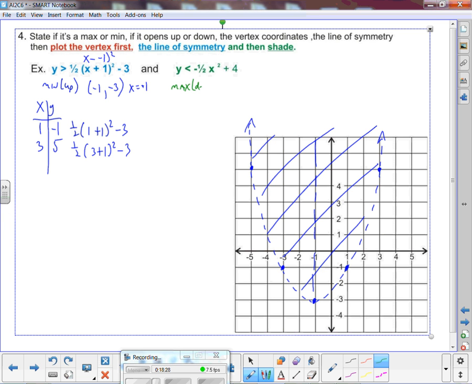Max open down. Max coordinates. Okay, look. This is an x minus 0 quantity squared. What's the h value? 0. What's the y value? 4. So this is at 0, 4. Line of symmetry, x equals 0. So we're going down, right? Opens down. All right, from here it's an XY chart.